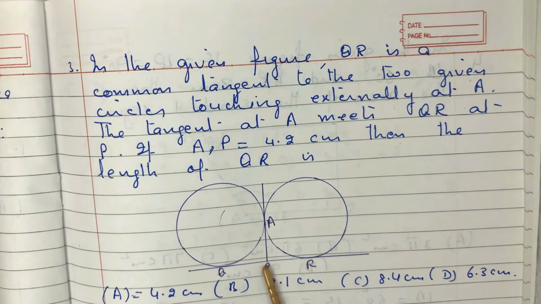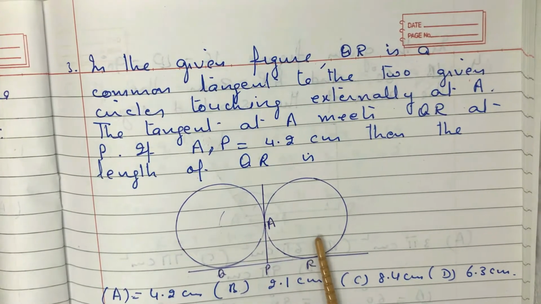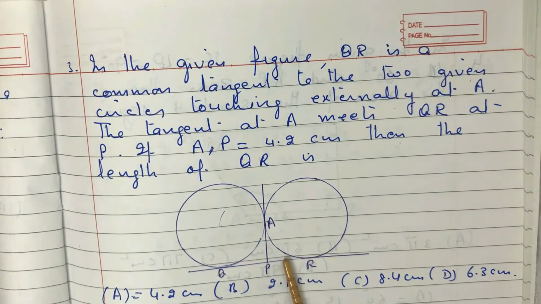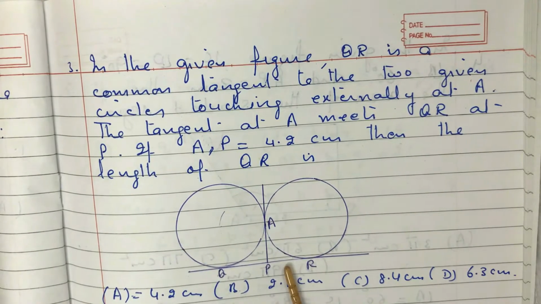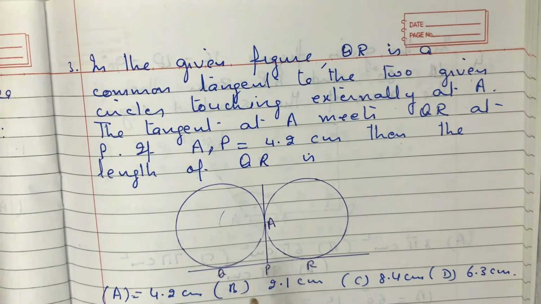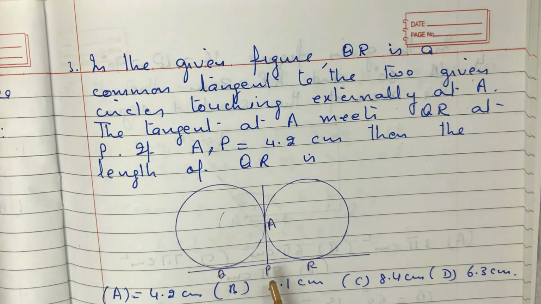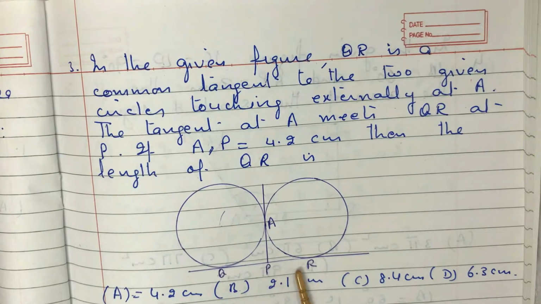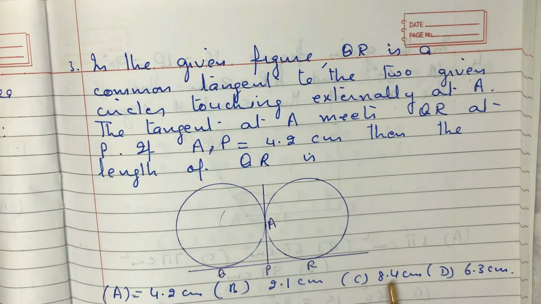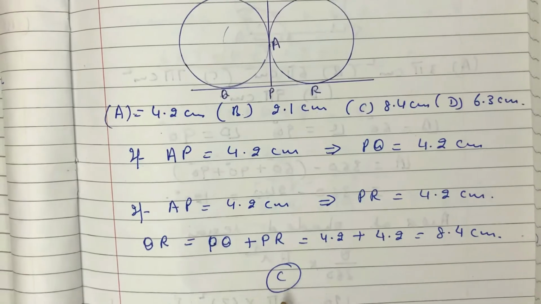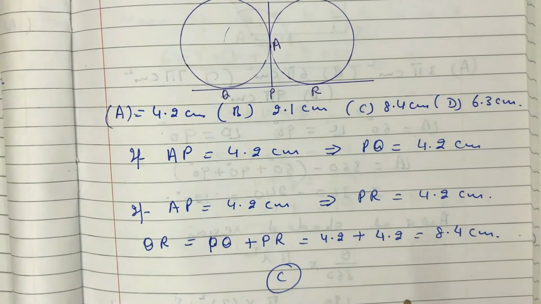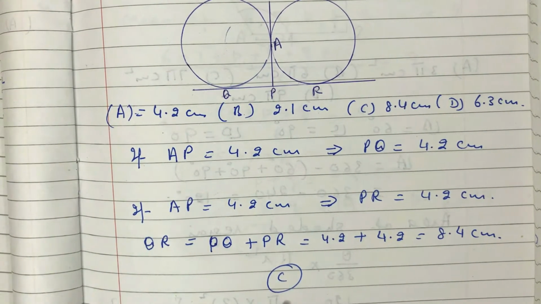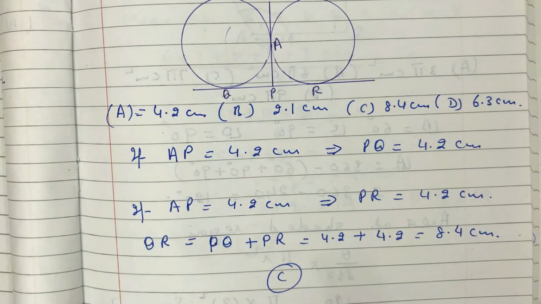Similarly, this is tangent. Again, this is tangent to this circle and length of these two tangents are equal. So this is again 4.2 cm. So length of QR is equal to QP plus PR. It means 4.2 plus 4.2, that is 8.4 cm. It means C is the option. So this is what I have written here and you can check, and that is the option. So C is the option.